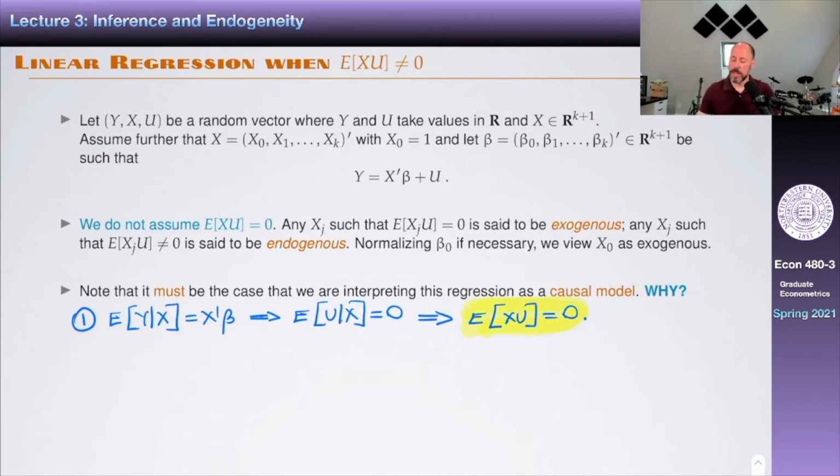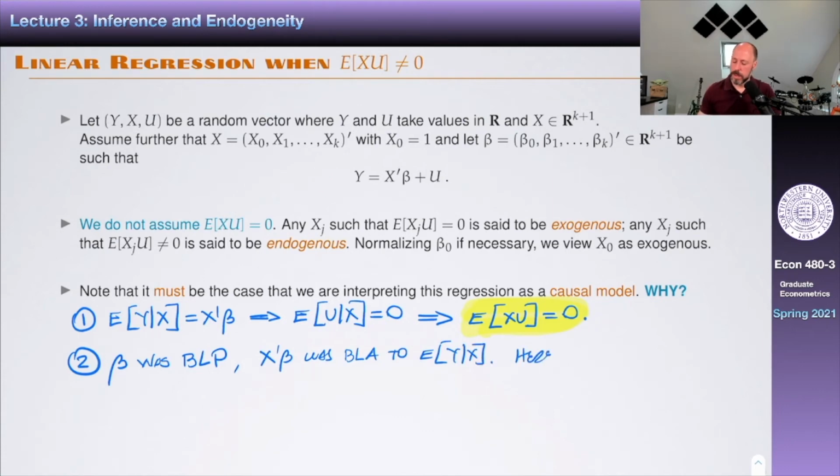Again, it's descriptive. We talked about that, and where you're talking about descriptions, there's no room to talk about endogeneity. In the second interpretation, beta was the best linear predictor, or x prime beta was the best linear approximation to the conditional expectation. Here we showed that the expected value of xu was 0 by construction.